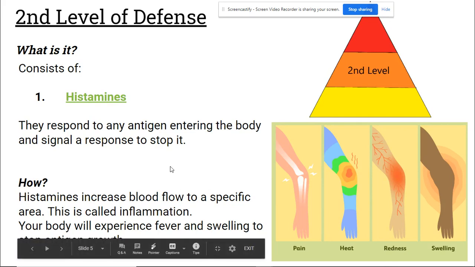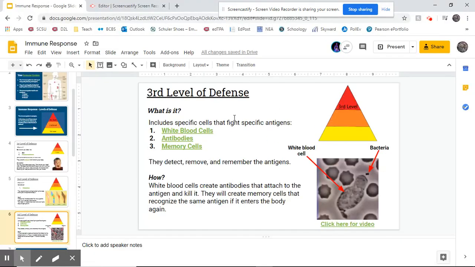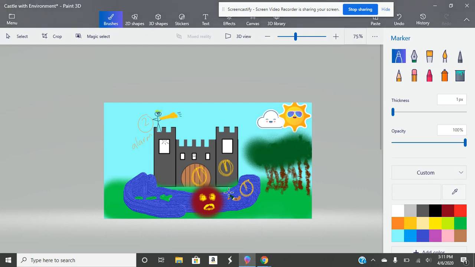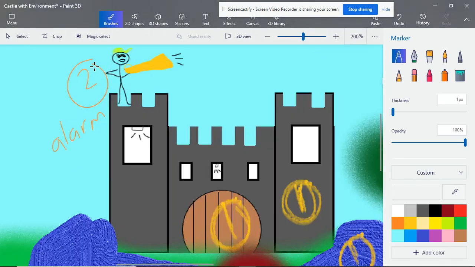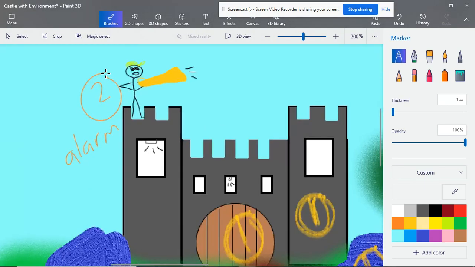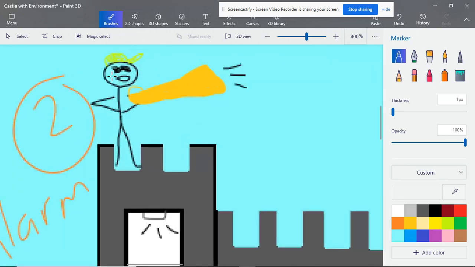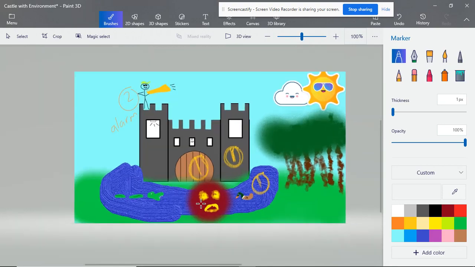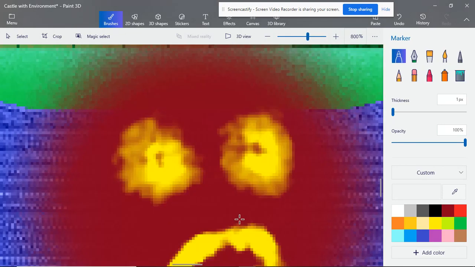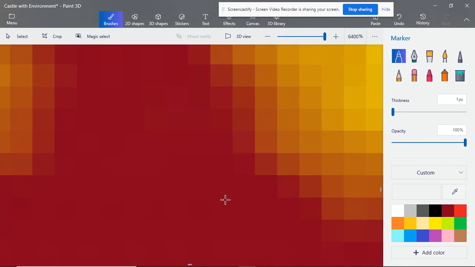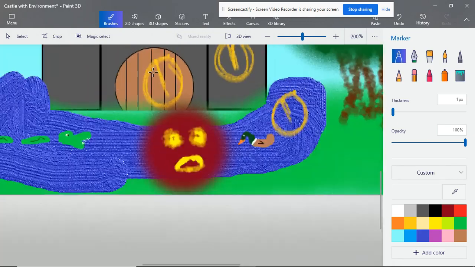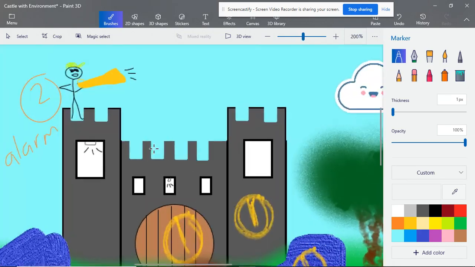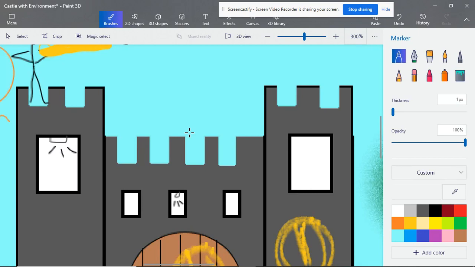So let's go back to our castle. So our histamines are the second level defense, and our castle here, our security guard, is now alerting everyone saying there's this crazy looking pathogen. He's crossed the moat. He's nearly here. Okay. So now, what have we got for our third level of defense for our castle?